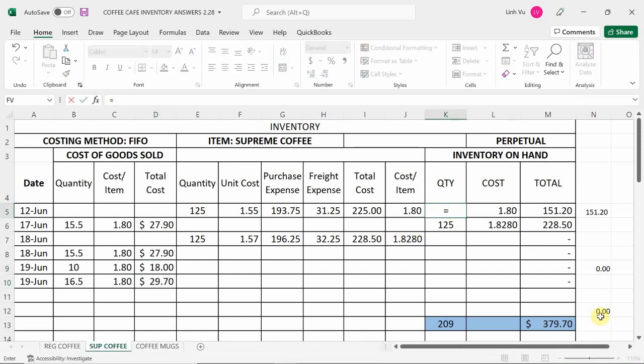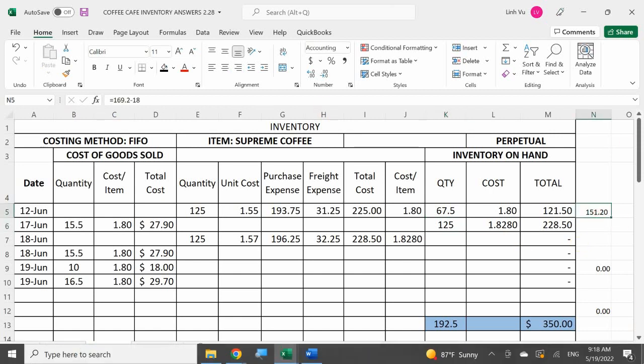So 84 minus 16 and a half pounds is going to give me 67 and a half pounds, which should give you a total of 121.50. How do I know that is correct? Well, let's see. 151.20 is what we started out with. We just sold 29.70. So I should have 121.50, which is correct.